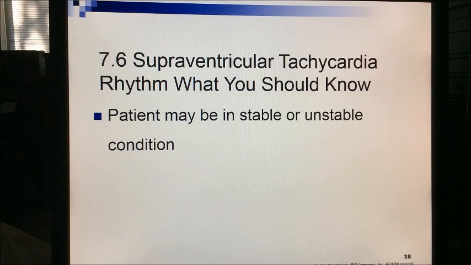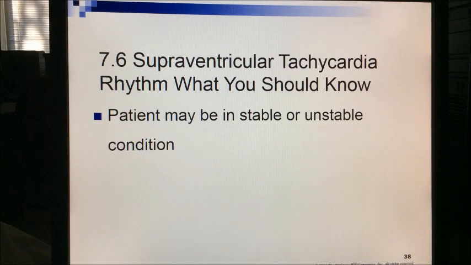With these, we can see these on both stable and unstable patients. We like to call stable patients walkie-talkie patients. They just come in walking and talking to you. I've seen walkie-talkie patients that demonstrate supraventricular tachycardia. I've also seen patients who are inpatients at the hospital demonstrate this. So they could be a patient considered to be in stable or unstable condition. Either way, you're going to monitor them for the signs of low cardiac output. So the hypotension, the dizziness, confusion, things like that.